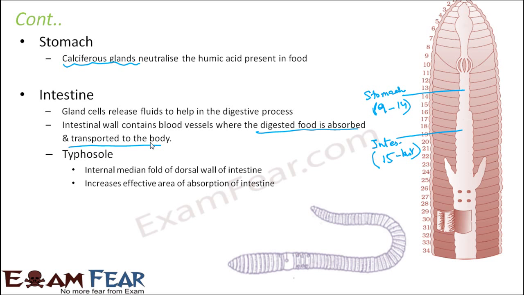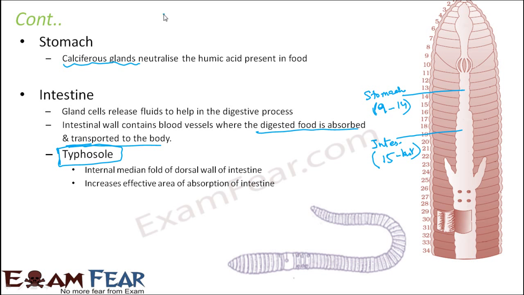Now there is another important part of the intestine. In order to ensure better absorption of digested food, typhlosole is present in the intestine. What is typhlosole? So see, this entire thing is intestine. So here you can see some folded structure. Typhlosole is an internal median fold of dorsal wall of intestine. So this wall of the intestine gets folded in this structure. Why? So that the effective area increases. So if the effective area will increase, the absorption will also increase.